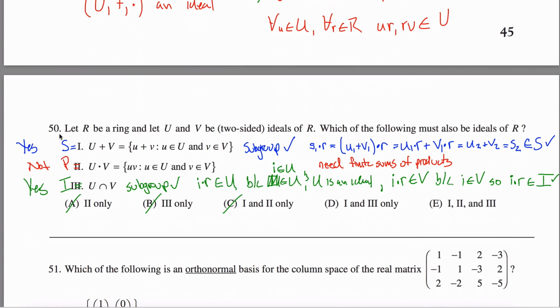So this must be an ideal, this must be an ideal, but this does not necessarily have to be an ideal. So therefore my answer is D.